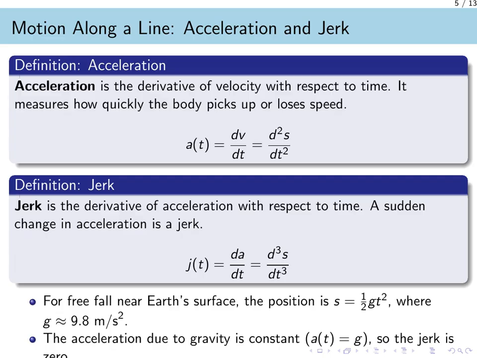A large jerk means the acceleration is changing abruptly, which is why a city bus ride can feel jerky even at low speeds. For a classic example, an object in free fall has a position given by s equals 1/2 g times t squared. Its acceleration is therefore the constant g, which is about 9.8 meters per second squared. Because this acceleration never changes, its derivative, the jerk, is 0.